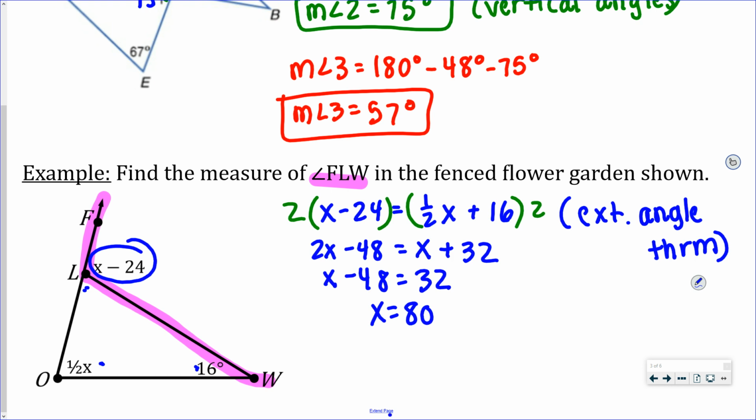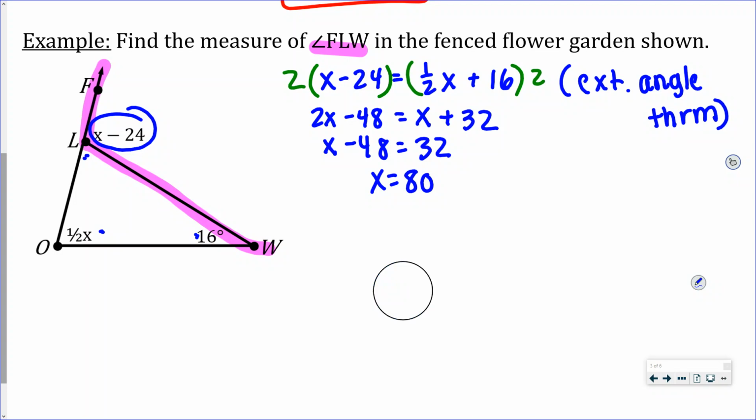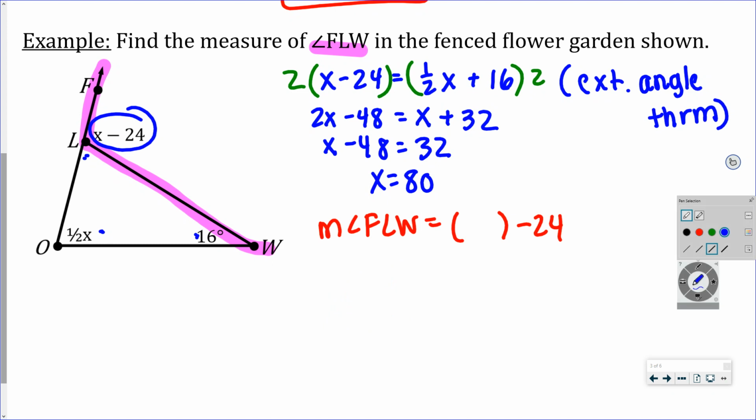Algebra. All right, I'm not done because that's not what I was asked to find. I wasn't asked to find x. I was asked to find the measure of angle FLW, which is x minus 24. So I would just do 80 minus 24, which gives me 56. Final answer.